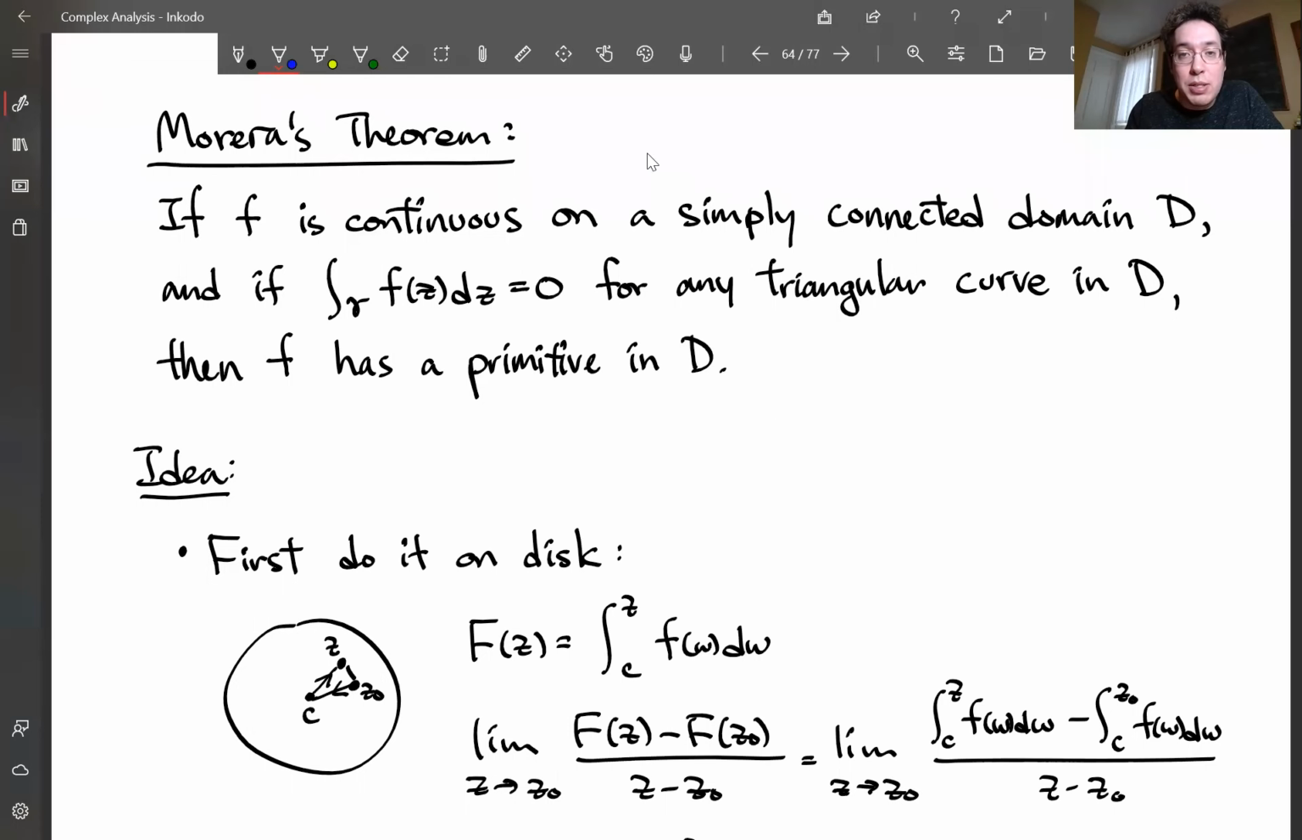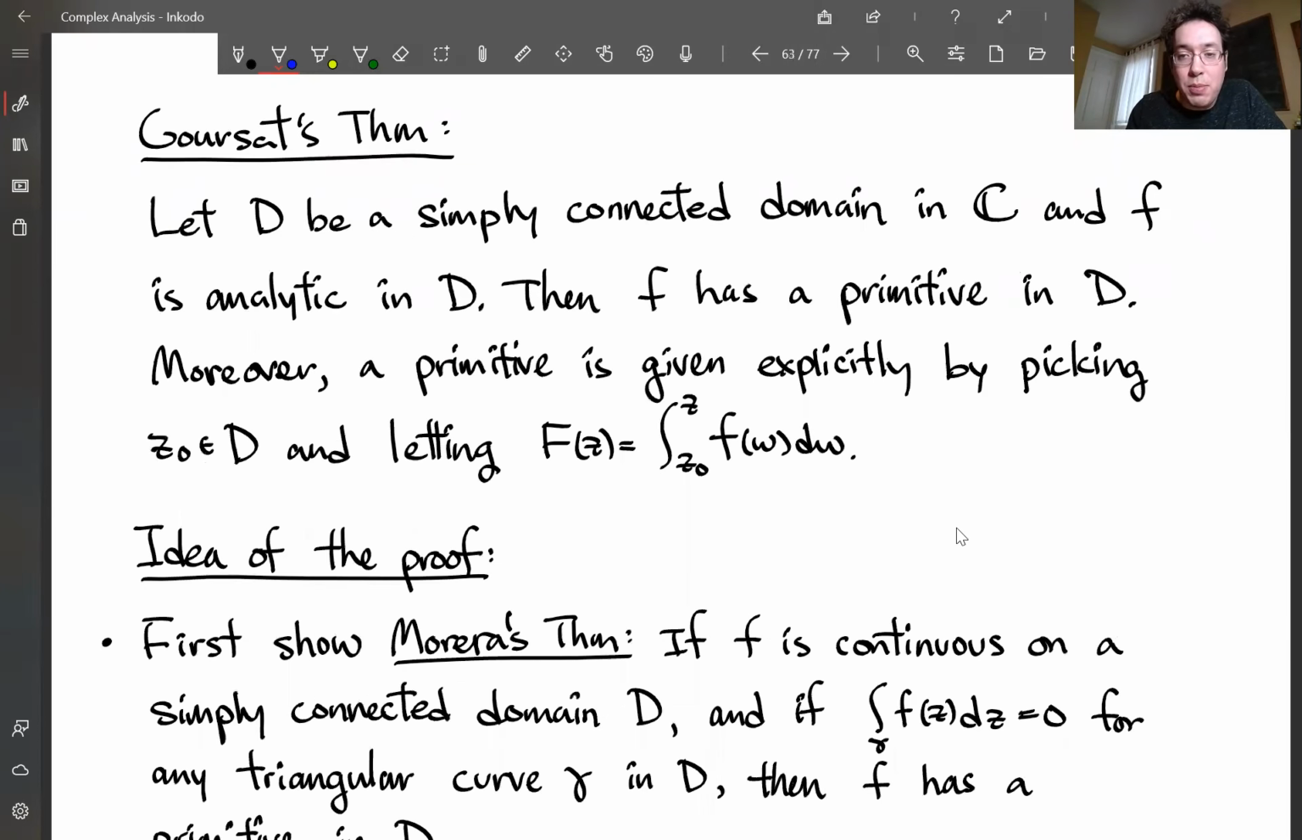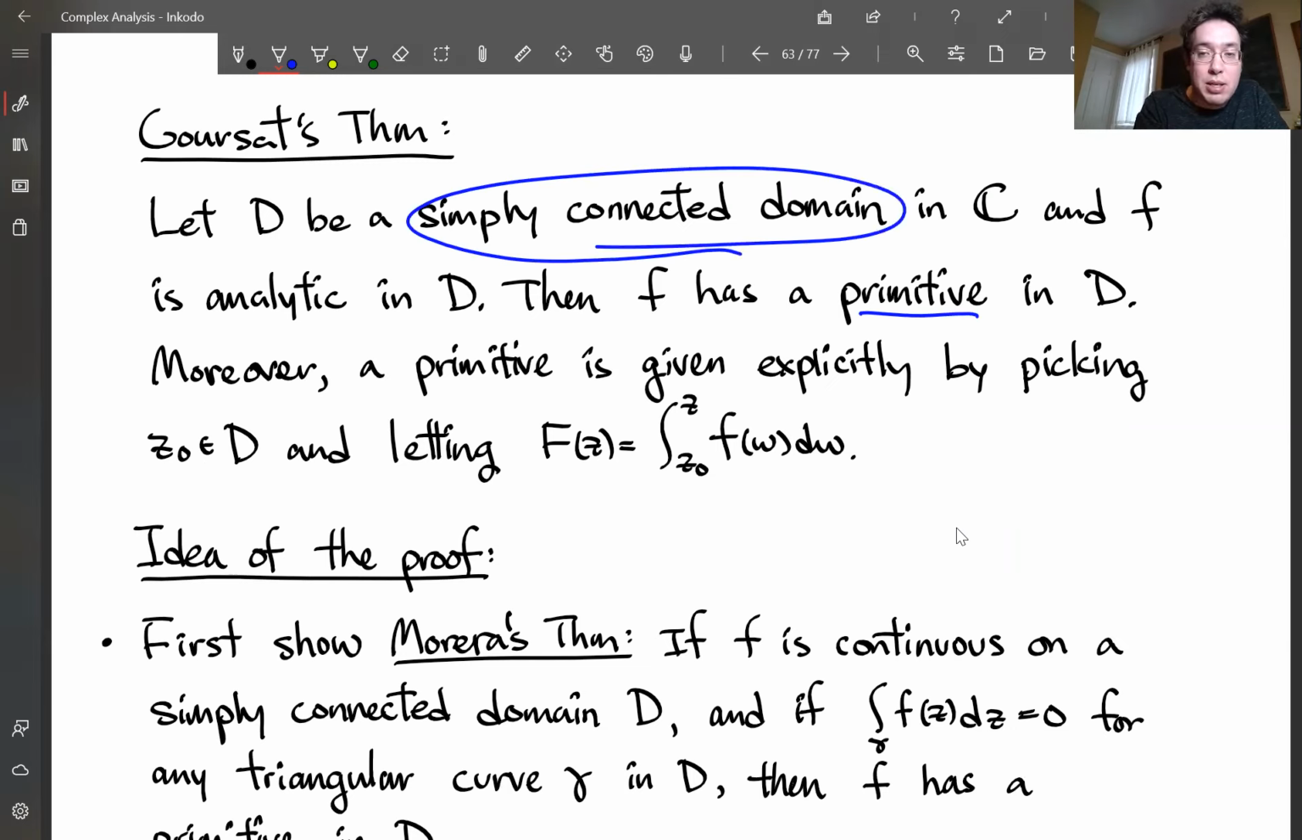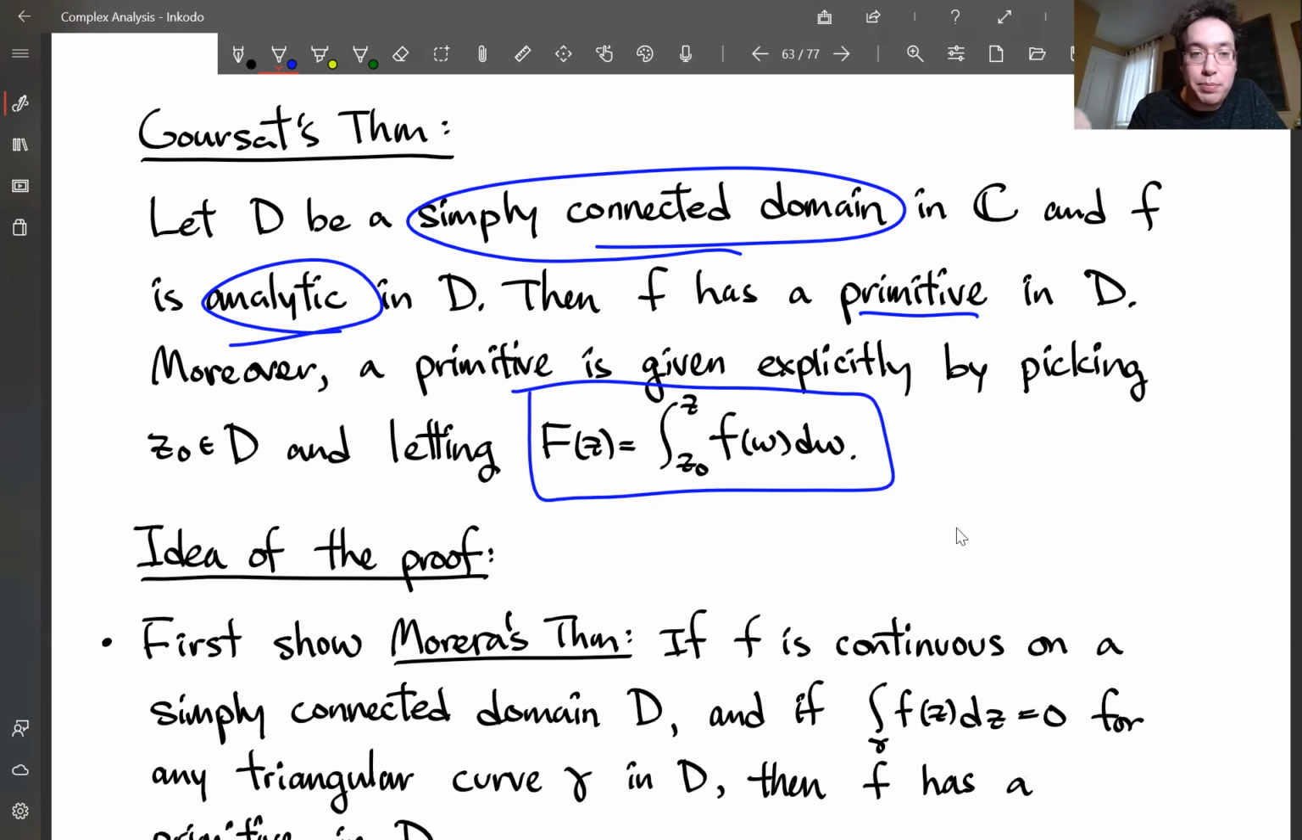Okay, so let's jump right to it. Okay, so just a quick review of what we've done. Goursat's theorem tells us that the function will have a primitive if you have a simply connected domain and the function is analytic. Then it gives us a precise way of writing down the primitive.